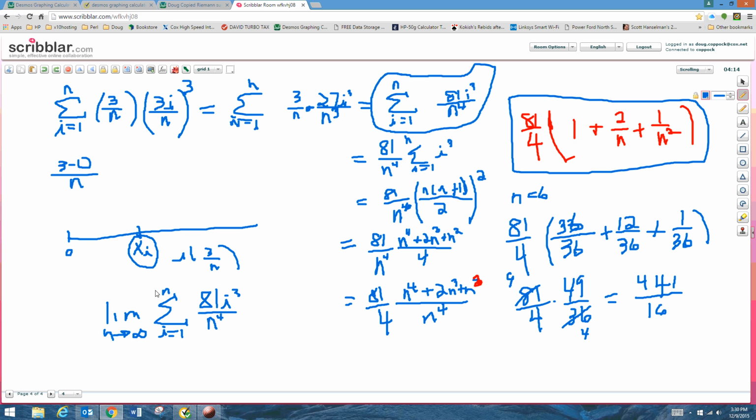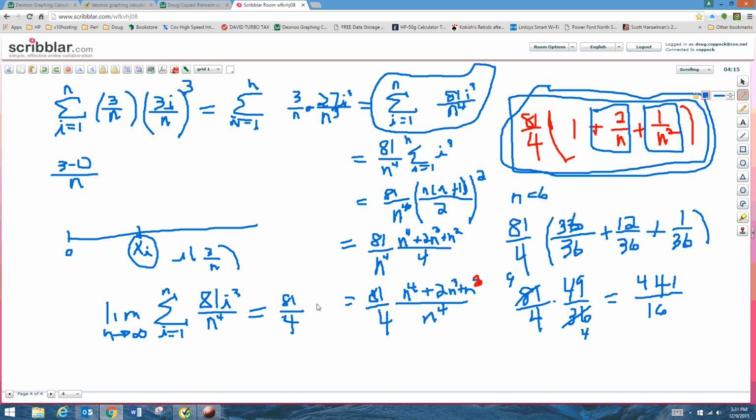Well, we just saw that another way to write this summation is this thing right here. And what happens to this expression as n approaches infinity? What is the limit of this expression as n approaches infinity? The fact is that when n approaches infinity, this fraction approaches 0, and this fraction approaches 0. So the limit of this sum as n approaches infinity is 81 fourths times 1 plus 0, which is just 81 fourths.